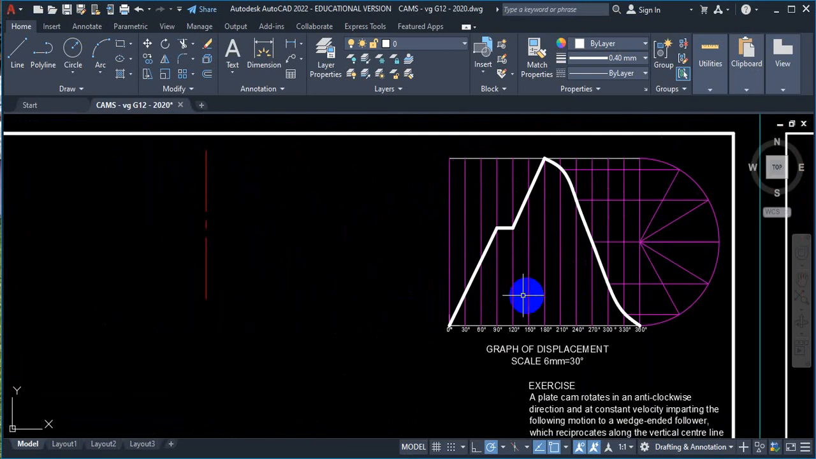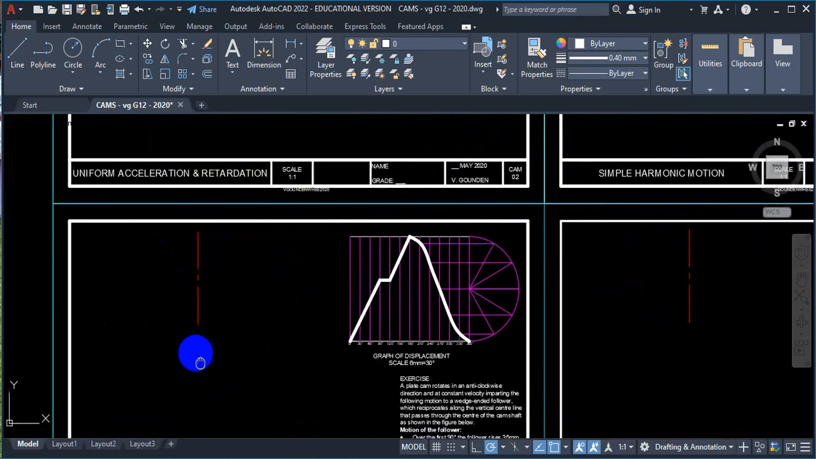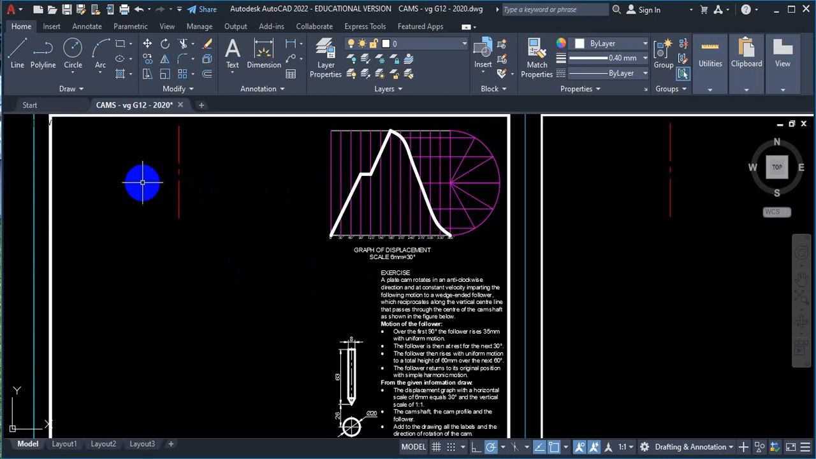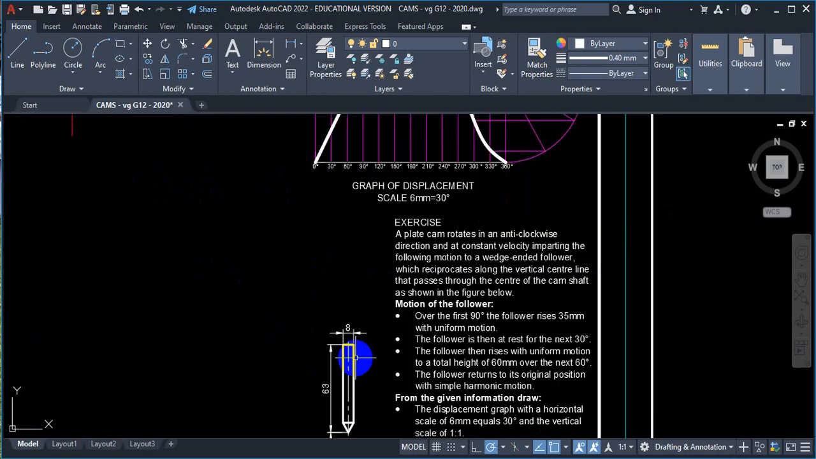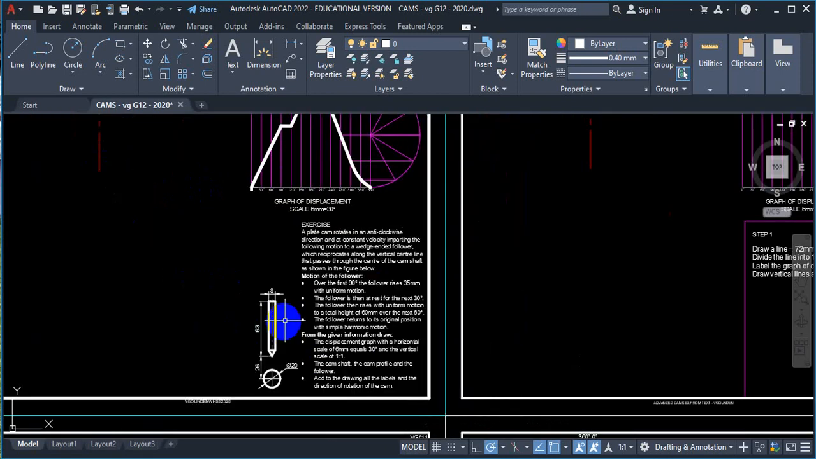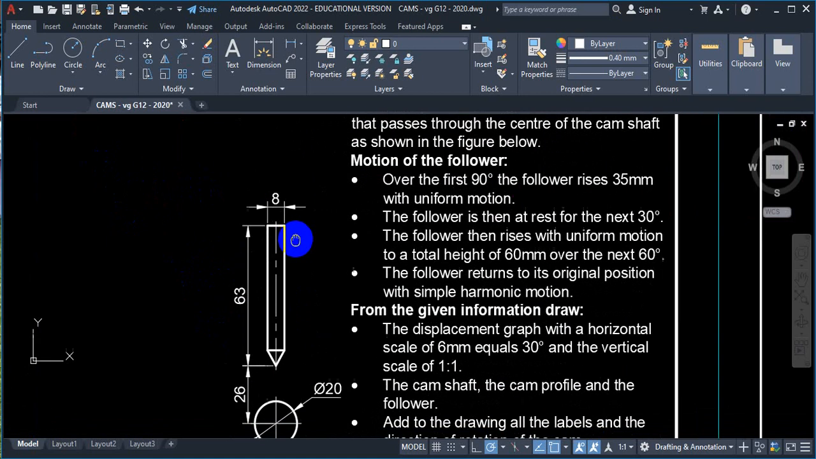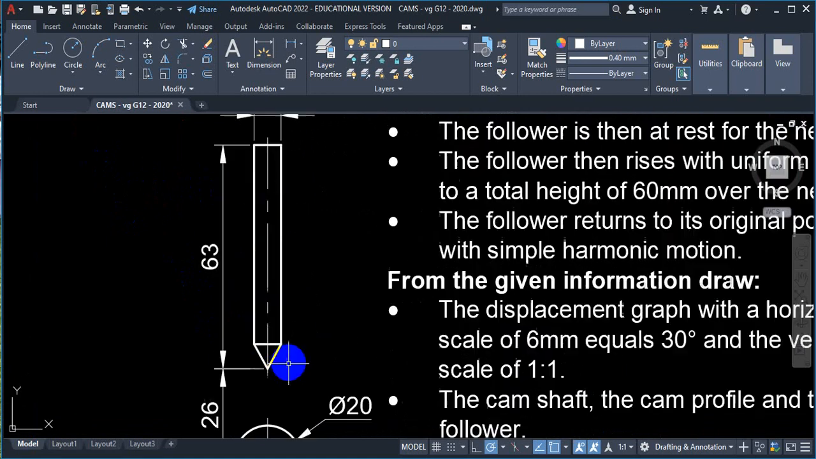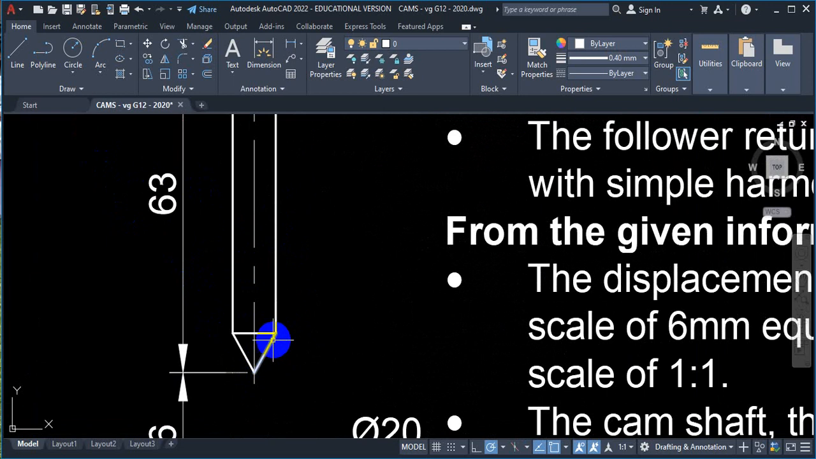So now we have the center line, the position of the center line. That's where I'm going to have my follower. That's where I'm going to draw everything, using these, coming to that side. So this is my follower, I'm going to draw it there. So let me take this. It says height of 63. This is 8 using the center line. Here we use a 60 degrees set square, right?